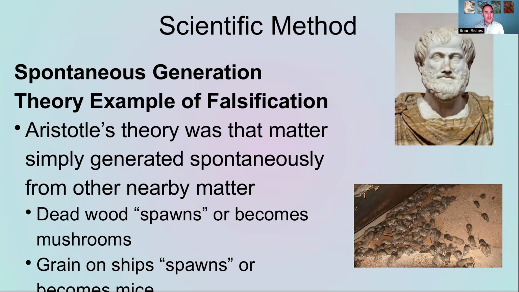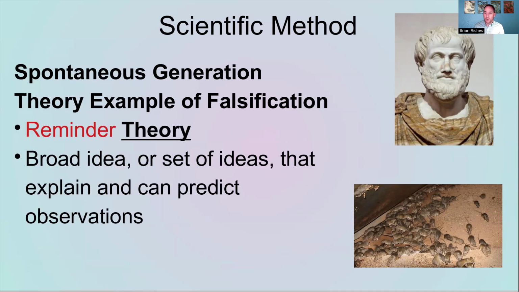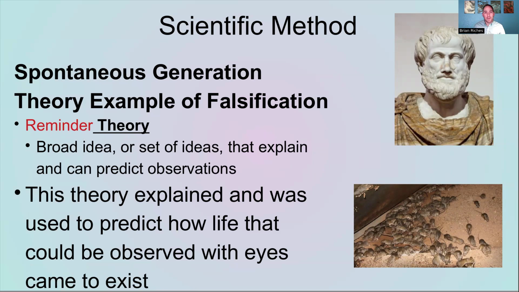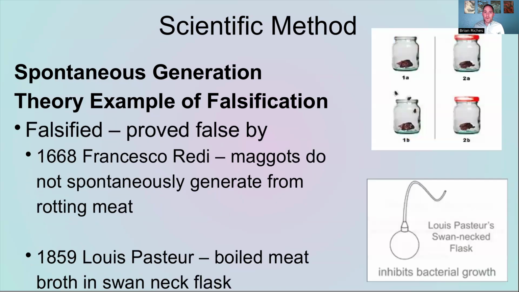Obviously, we can look at that now with further science and observation and say, well, that doesn't really make sense with how these things work. But they didn't have all those tools at the time. So let's talk about how this theory was falsified. Spontaneous generation was the broad idea, or set of ideas together, that explained what they could observe with their eyes. The falsification of this theory took quite a long time. It was first falsified, or proved false, by Francesco Redi in 1668.